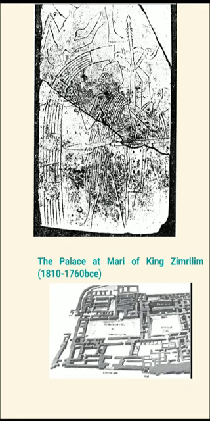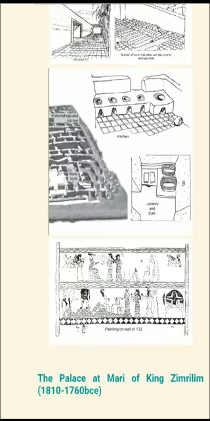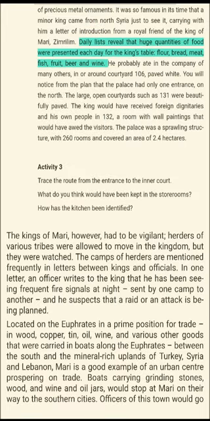The palace at Mari of King Zimrilim, 1810-1760 BCE. The great palace of Mari was the residence of the royal family, the hub of administration, and a place of production, especially of precious metal ornaments. It was so famous in its time that a minor king came from North Syria just to see it, carrying with him a letter of introduction from a royal friend of the king of Mari, Zimrilim. Daily lists reveal that huge quantities of food were presented each day for the king's table: flour, fruit, beer, and wine. He probably ate in the company of many others, in or around courtyard 106, paved white.